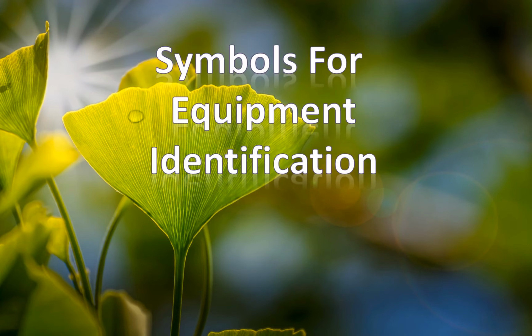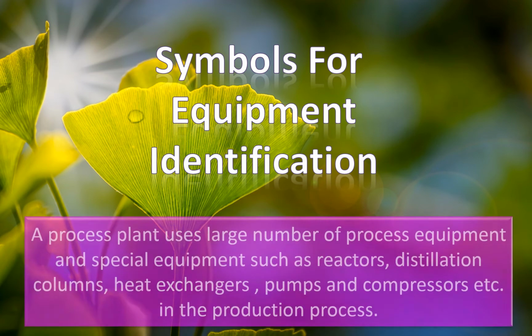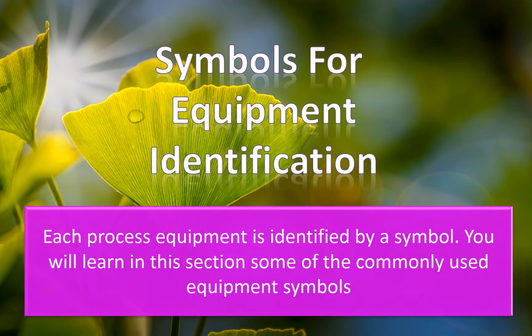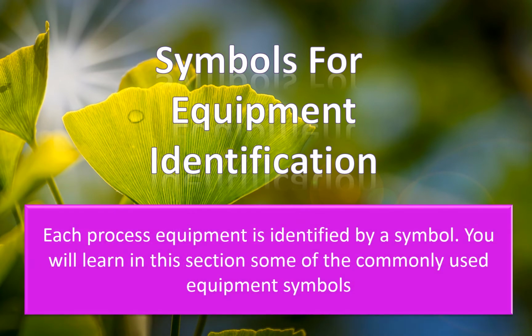Symbols for equipment identification. A process plant uses a large number of process equipment and special equipment such as reactors, distillation columns, heat exchangers, pumps, compressors, etc. in the production process. Each process equipment is identified by a symbol. You will learn in this section some of the commonly used equipment symbols.